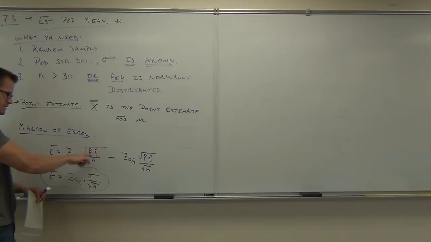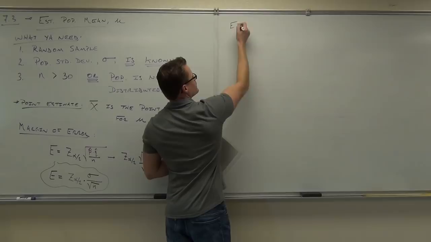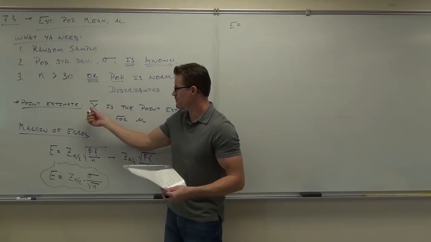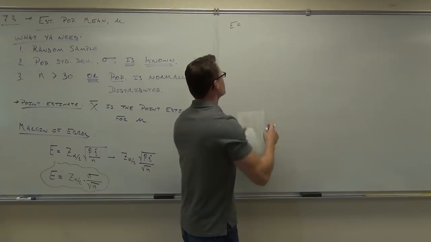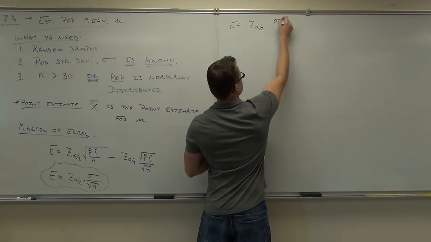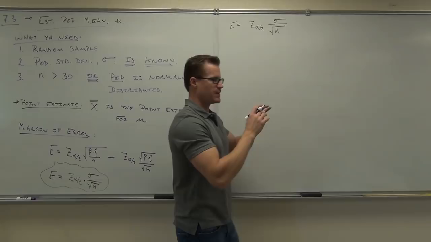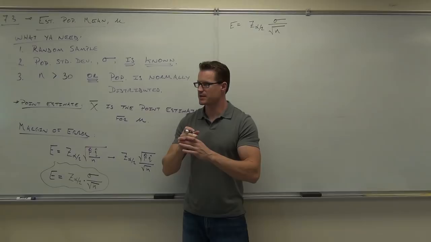So our margin of error still represents the maximum difference between our point estimate and our population parameter. In other words, it still says the maximum difference between this number and what this one is. So it's still going to give us a range. So E is, let's say it one more time, critical value times sigma over the square root of n. What that means is E is still the maximum difference between x bar and mu. Do you believe me that's true? That's what the margin of error was actually defined to be.